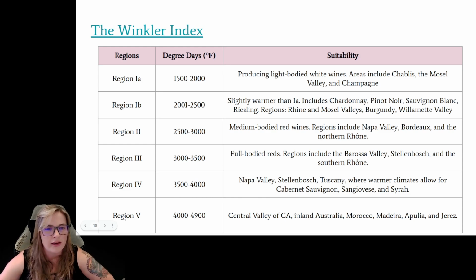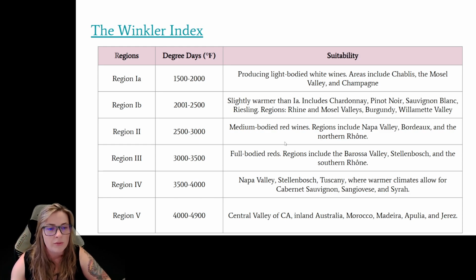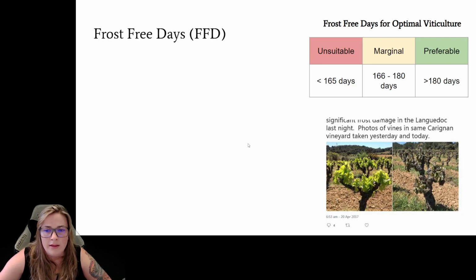So very different from region 1. Degree days are completely different, 4,000 to 4,900, so much hotter, right? This is in degrees Fahrenheit. So now we're talking Central Valley of California, inland Australia, Morocco, Madeira, Apulia, and Jerez in Spain. So very, very hot areas. So completely different, but just shows the variety of wines or grapes that you can grow in these regions, and how knowing your climate can really help you determine what's going to be successful in your area, right? Lovely. Okay, so we've learned about growing degree days, the Winkler Index.